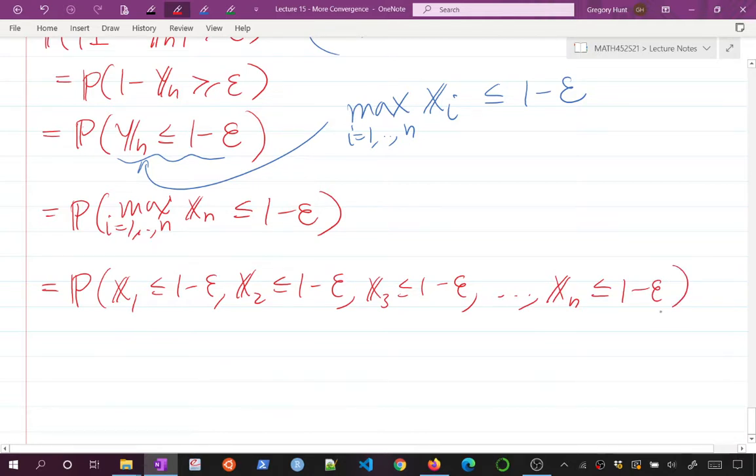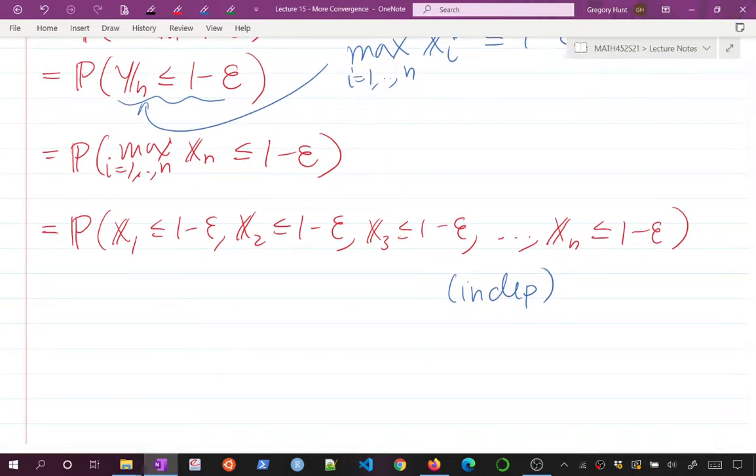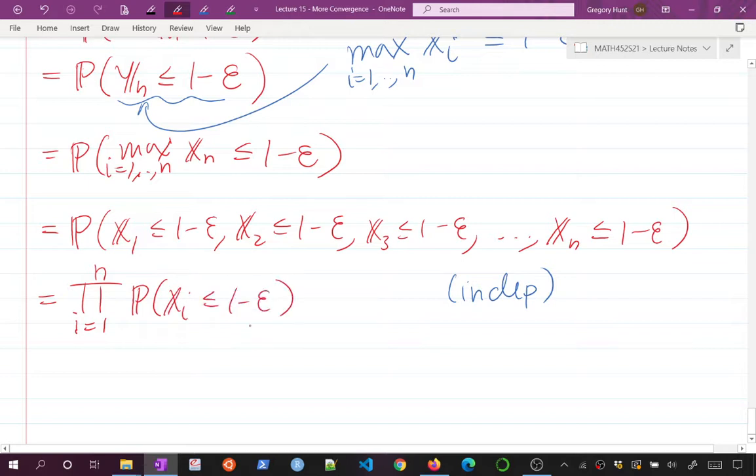And my x's are independent. So this is the same trick I play every time I do these maximum calculations. You've hopefully seen this a couple times now. My x's are independent, so I can say that this is just the product, i goes 1 to little n, of the probability x_i is less than or equal to 1 minus epsilon. Independence gets me that.